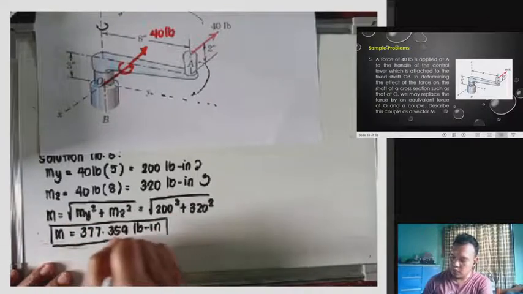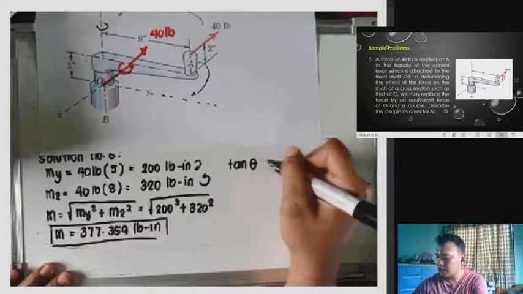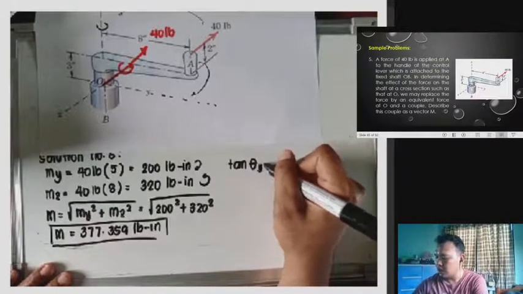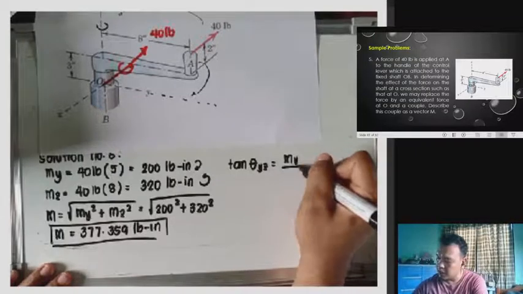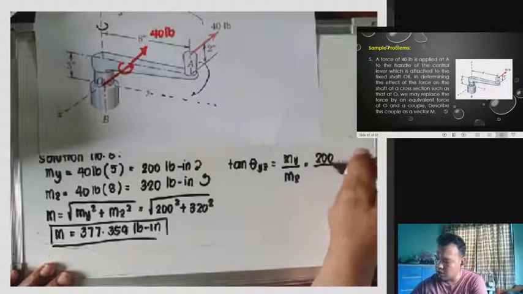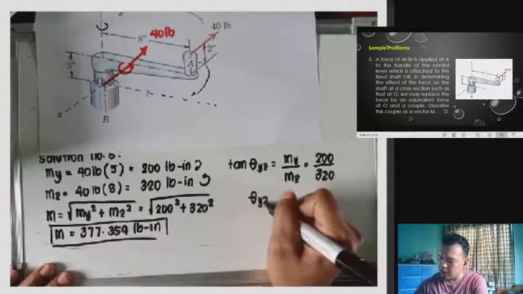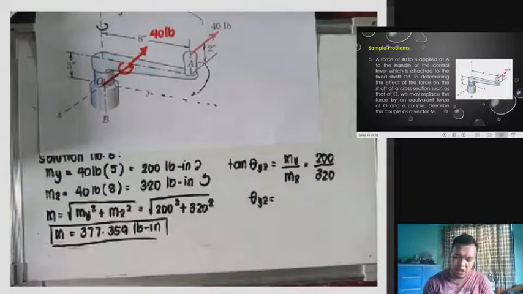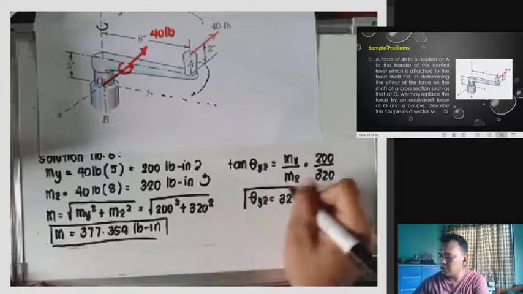To get the angle, we have tangent again. Tangent theta yz equals My over Mz, which is equivalent to 200 all over 320. Therefore, theta yz is equivalent to arctan of 200 over 320. We have here 32 degrees. Okay, so this is the answer.